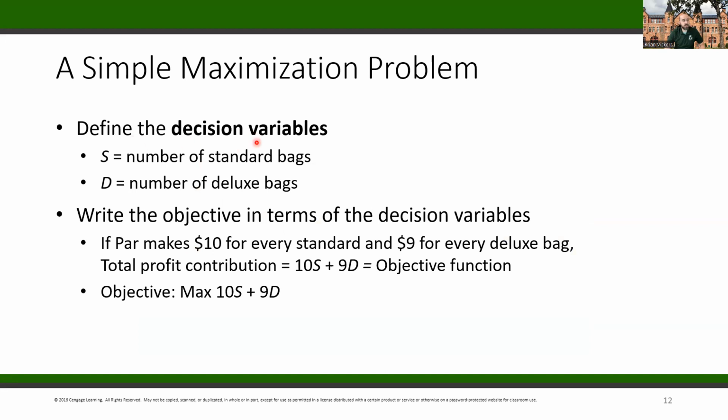So then defining the decision variables: S, number of standard bags; D, number of deluxe bags. Now, why is it S and D? Well, because in this specific problem, we've got standard and deluxe bags. A variable can be any letter.